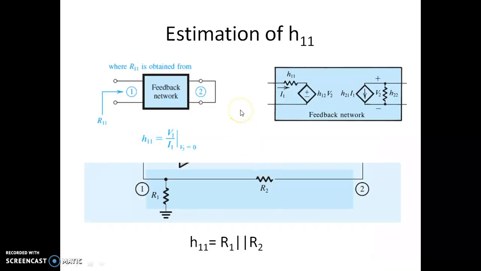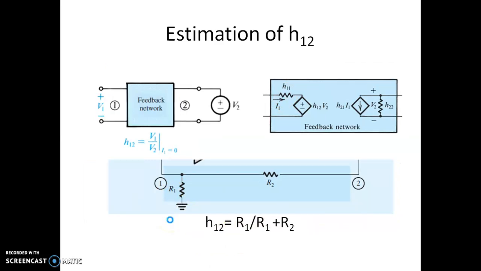So in the last video we just saw how to estimate the H parameters of the feedback network. Let us have a relook at the things. H11 happens to be V1 by I1 with V2 as 0. When V2 is 0, we short circuit the second port. When you short circuit this, R1, R2 will come in parallel. That's why H11 is a resistive parameter, R1 parallel R2, where R1, R2 represents the feedback network.